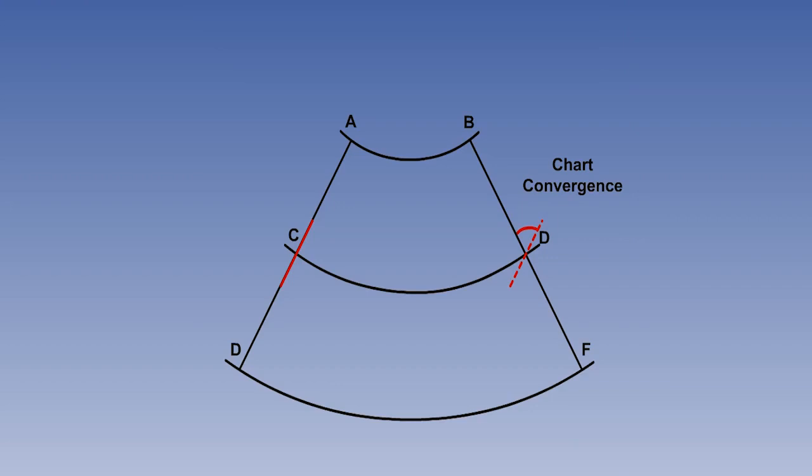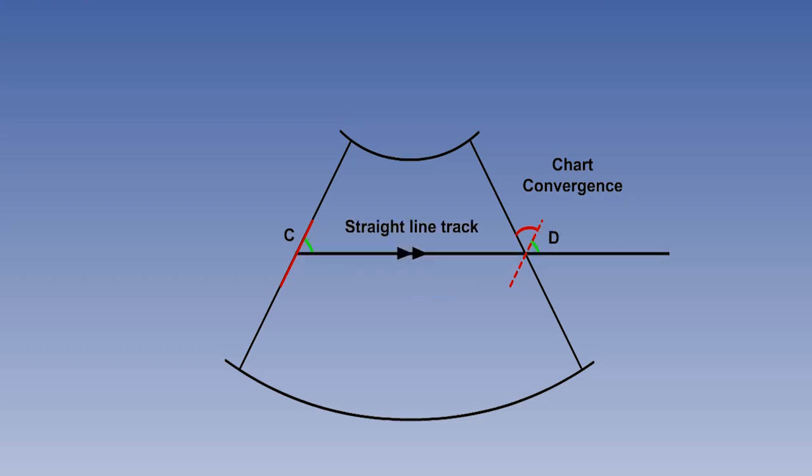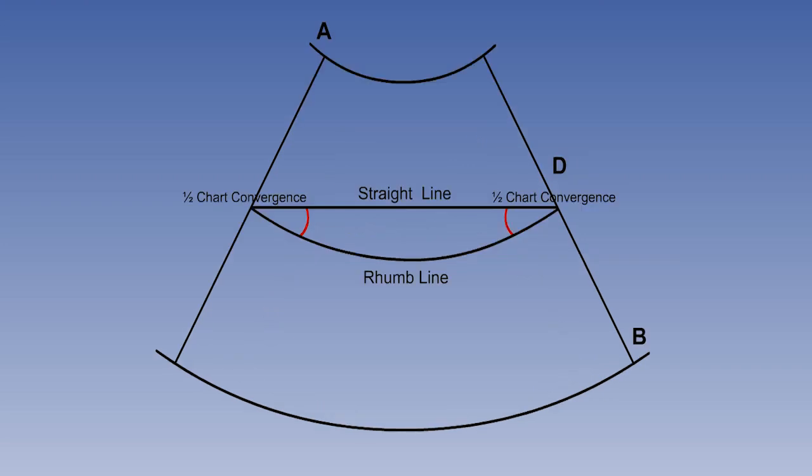We saw that chart convergence is the difference in the inclination between two meridians on the chart, or the change in a straight line track between two meridians on the chart. This is the equivalent to Earth convergence, but reference to a straight line on the chart, not a great circle. We saw that there is an equivalent of conversion angle on the chart. It is called half-chart convergence, and it is the difference between a rhumb line and a chart straight line.